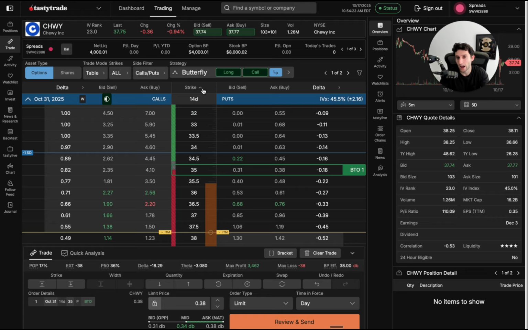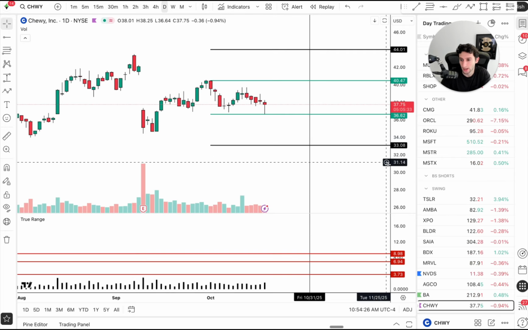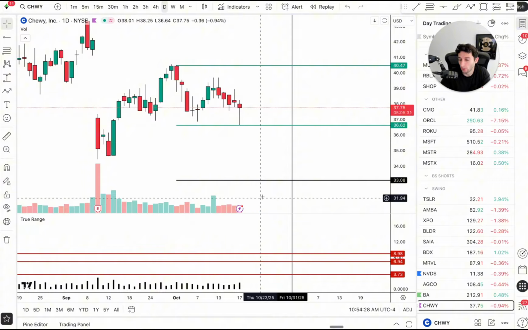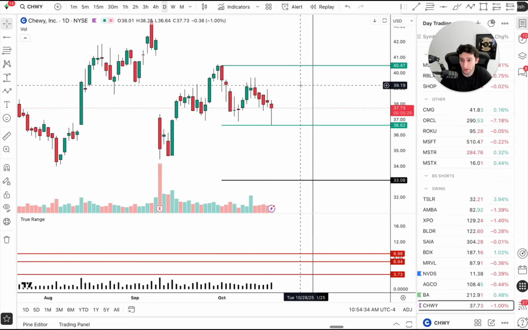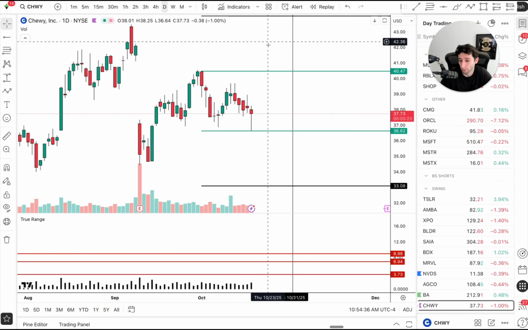And again, you don't necessarily have to be right on direction. Now, I believe that Chewy may go lower because we're already down quite a bit. We're pretty close to the bottom of that monthly range. But you can also say, hey, I think this may go all the way up to 44 or may go down to 33. You can get both these options.